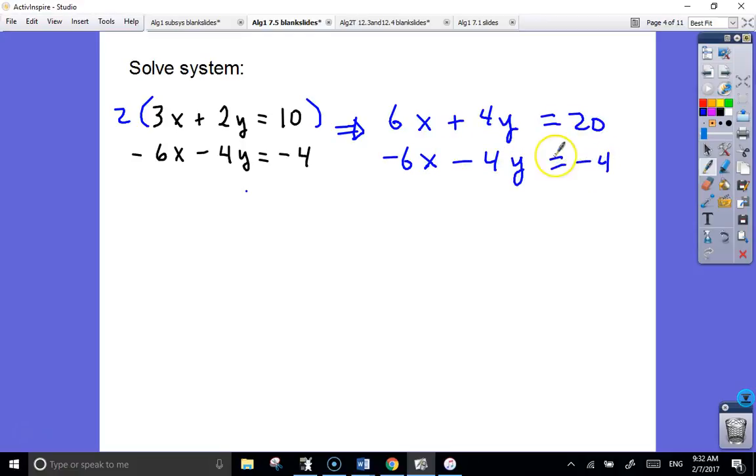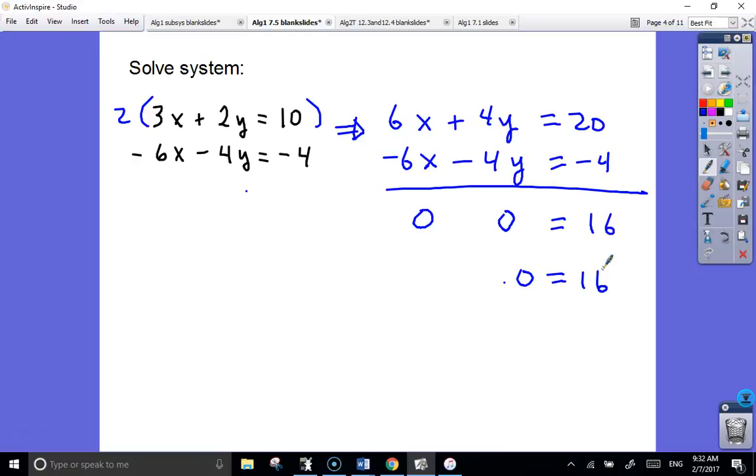And am I ready to add them up? Yeah. What happens when I add them up this time? The x's cancel and the y's cancel, and I get 16. So I get 0 equals 16. What's wrong with that? It's not true. So what does that tell you about the system? There's no solution, right? Just like when we were solving equations, if you get down to a statement which has no variables in it, and it's false, that means no solution.